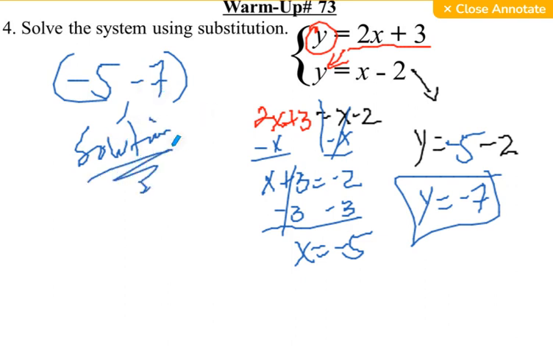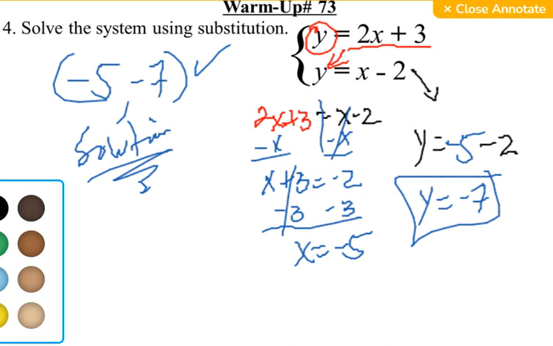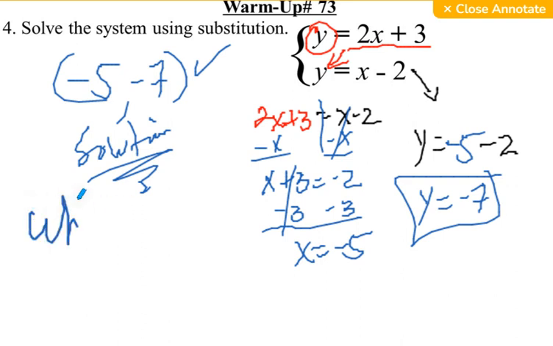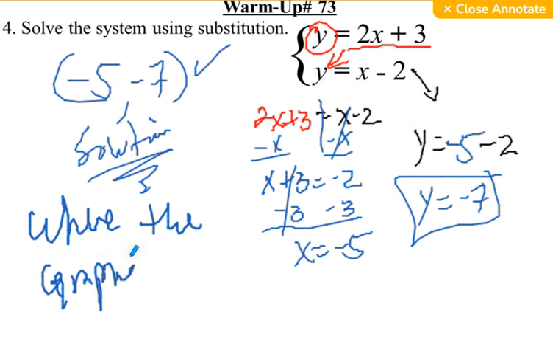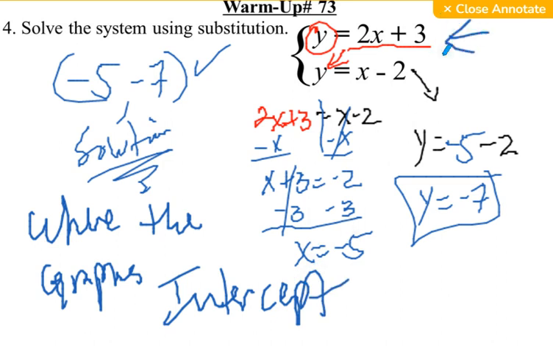Let's see if you remember from yesterday. Tell your neighbor what that means. What is this point if we were to graph the two equations? All right. Let's see if you get the point. Diego Rosas, what is that point? Where the graphs intercept, yes. If we were to graph these two, that's the point where they're going to intercept. All right? So, thank you very much.